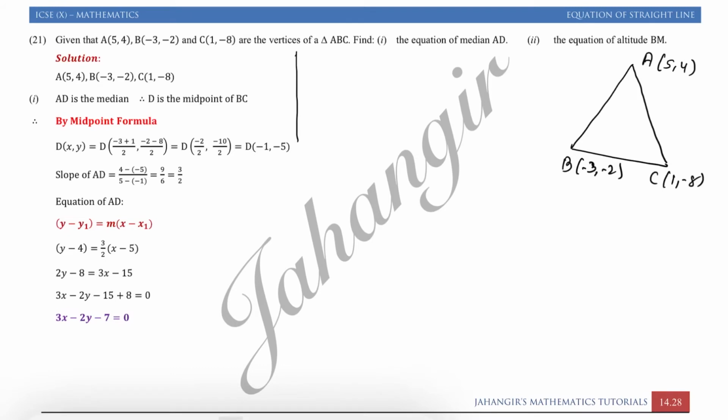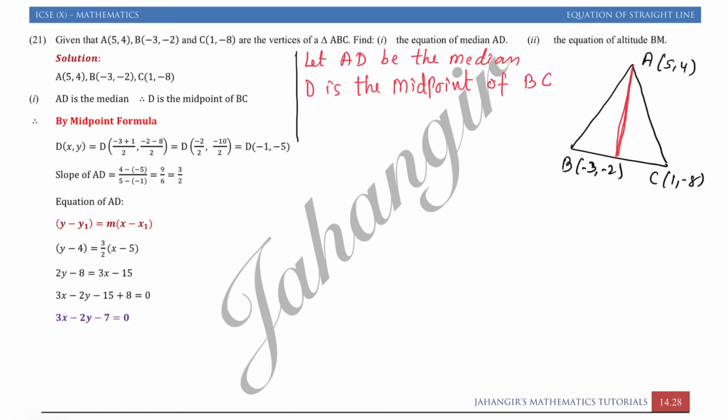To find the equation of the median, first we need to understand the definition of median. A median is a line which bisects the opposite side. So let AD be the median. The median bisects the opposite side, therefore D is the midpoint of BC. By the midpoint formula, I can find the midpoint of BC.